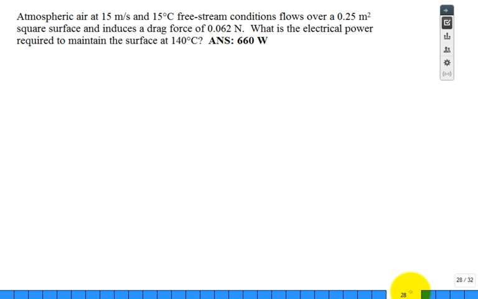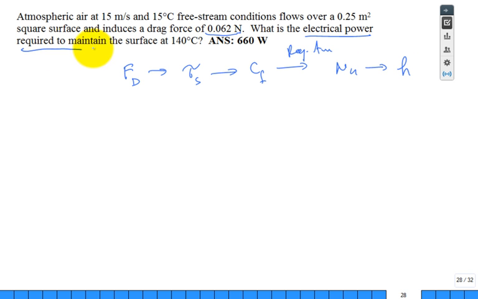Atmospheric air at 15 C and 15 meters per second is a free stream condition, flows over a given 0.25 meters squared surface and induces a drag force. So somehow the drag force will allow me to calculate the shear stress on the surface, which will allow me to get the skin friction coefficient. From the skin friction coefficient, I'll use the Reynolds analogy to calculate the Nusselt number. From the Nusselt number, I'll calculate H, and then from H, I'll be able to get what sort of power is required to keep the surface hot.